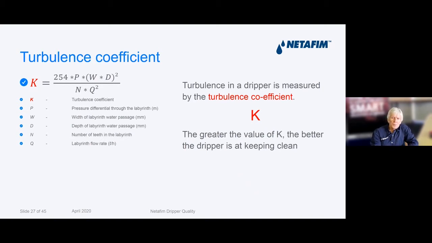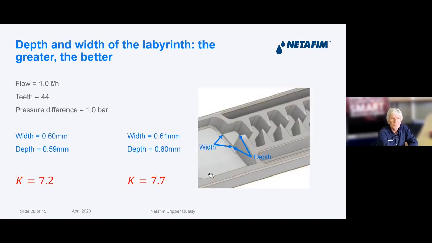That there, the turbulence in a dripper, is measured by the turbulence coefficient, which we represent as K. So the greater the value of K, the greater the turbulence coefficient, the better the dripper is at keeping clean. What affects this? How do we change the turbulence coefficient? The depth and the width of the labyrinth.